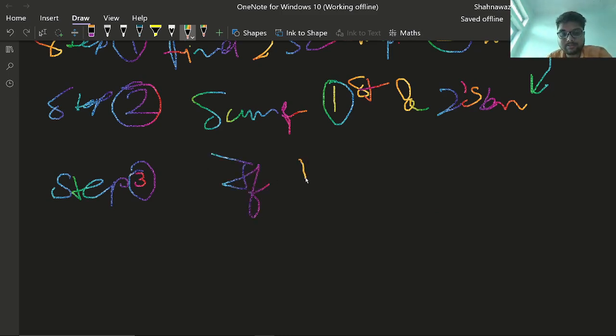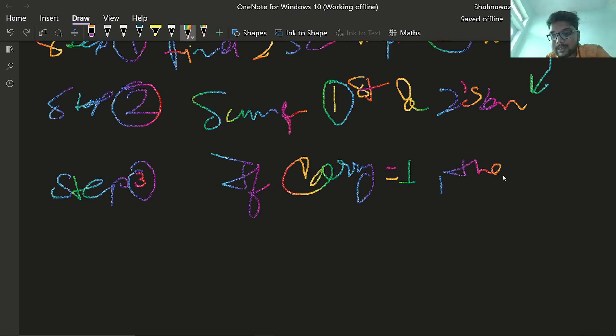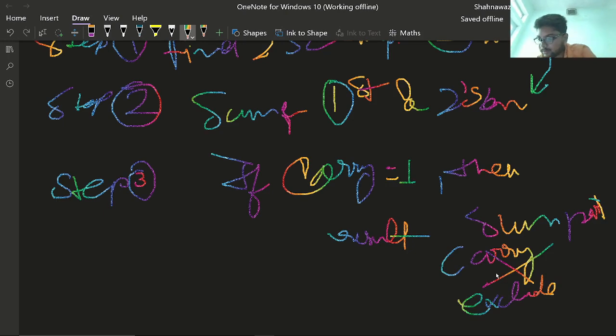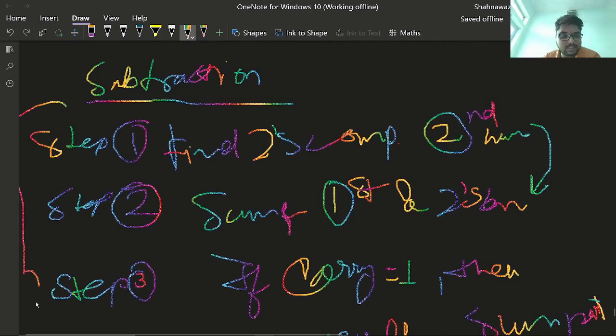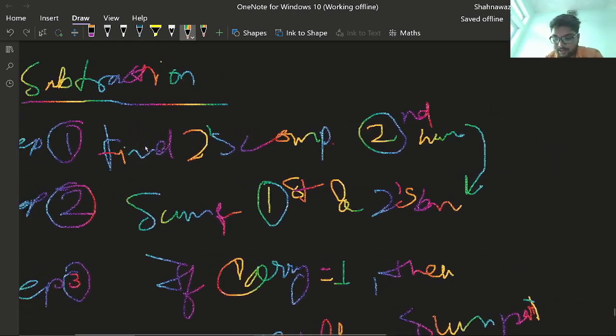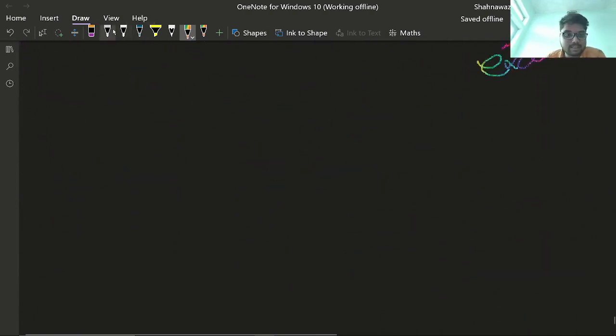If carry is equal to 1, then the result is the sum part. Not this carry, we have to exclude the carry. And when there is no carry, then there is no use to perform any operation. So these are the 3 steps for binary subtraction using 2's complement.